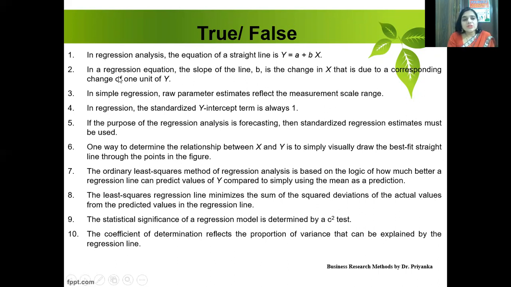Second, in a regression equation, the slope of the line b is the change in x that is due to a corresponding change of 1 unit of y. Is it? In a regression equation, the slope of the line beta is a change in y that is due to a corresponding change of 1 unit of x. So it is opposite here. So that means it is false.